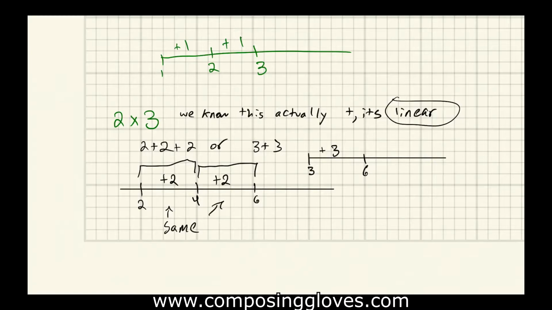Same here. Here's plus 3. Let's do another plus 3. We get to 9, right? I don't like sometimes how this pen works. But anyways, look at this. This distance is the same. This distance from here to here, from 3 to 6, is the same as 6 to 9. It's exactly the same in a linear sense.